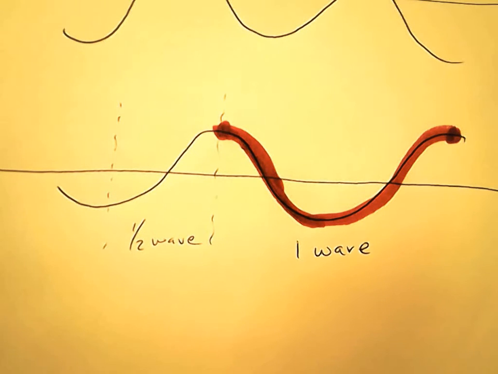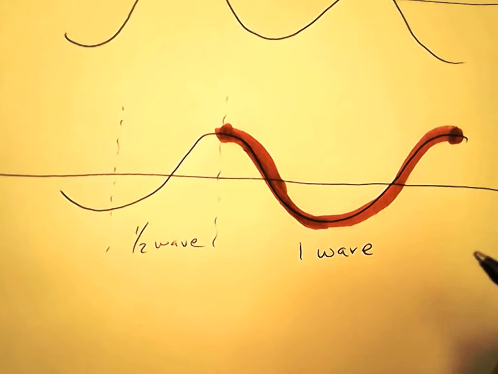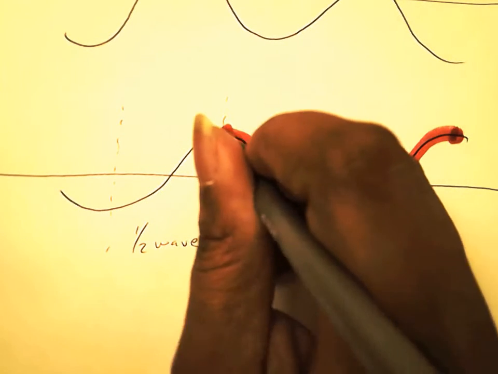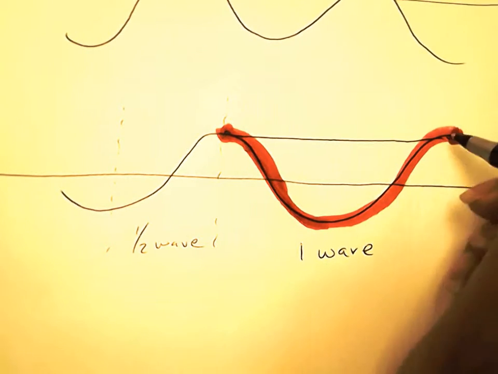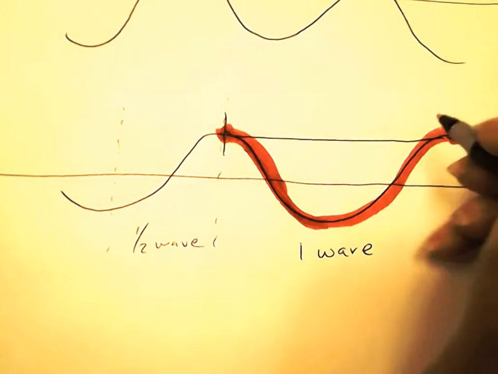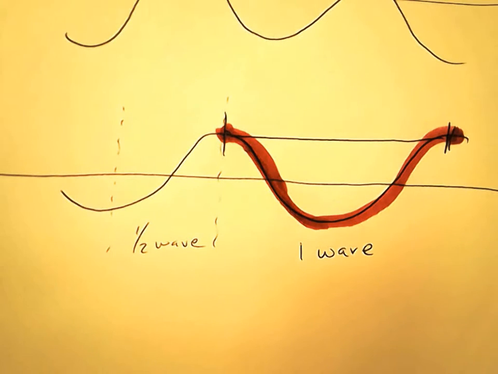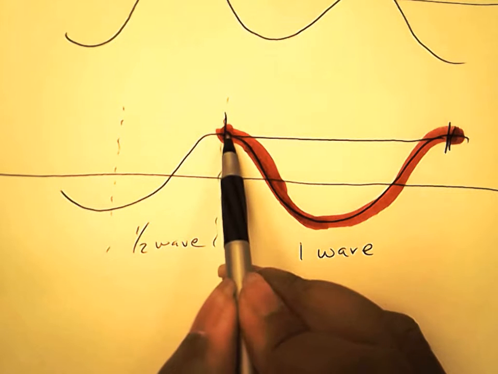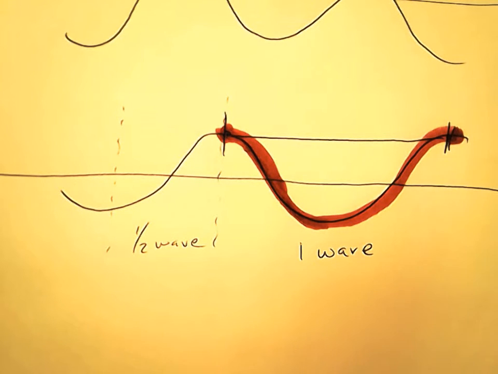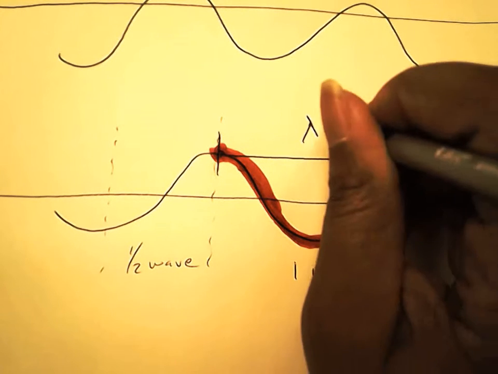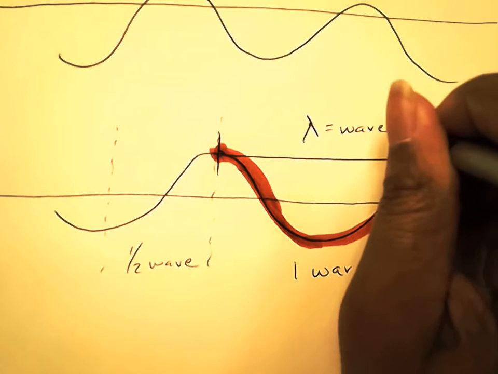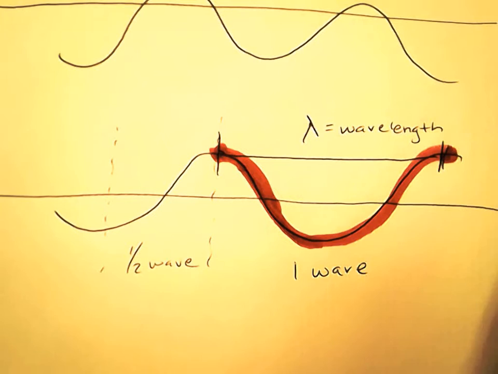Okay, for your interpretations. Alright, going from one point on the wave to where you see that point repeat, what is this called? The distance from one part of the wave to where it repeats, what do we call that? That's called wavelength. And we use the Greek symbol lambda to represent that.